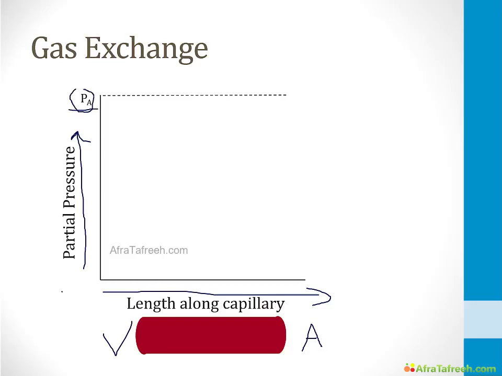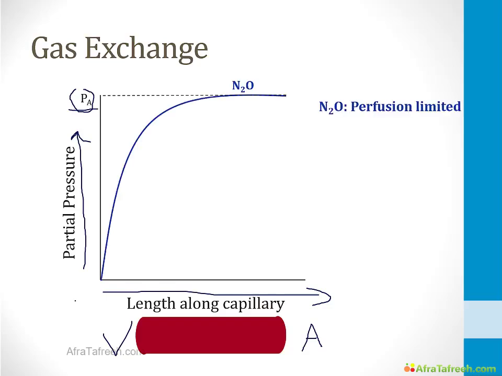And now we're going to examine how the concentration of nitrous oxide changes as blood flows along the pulmonary capillary and picks up nitrous oxide from the alveoli. And if we were to do this experiment, we would find a curve that looks like this. So initially, venous blood enters the pulmonary capillaries with no nitrous oxide because we don't normally have any in our bloodstream. But as blood flows along the pulmonary capillary, it picks up nitrous oxide from the alveoli and it quickly reaches equilibrium where the concentration in the blood, which is the blue line here, is equal to the concentration in the alveoli. And when a gas behaves like this, we say it is perfusion limited.